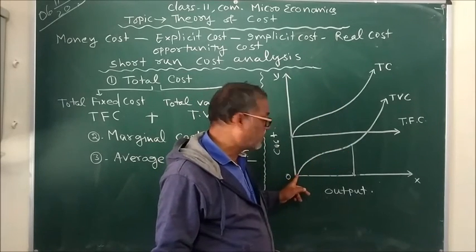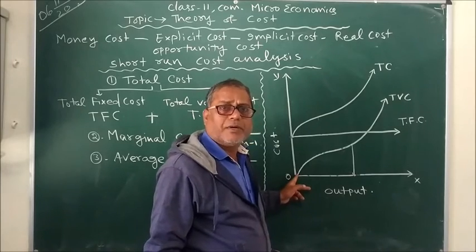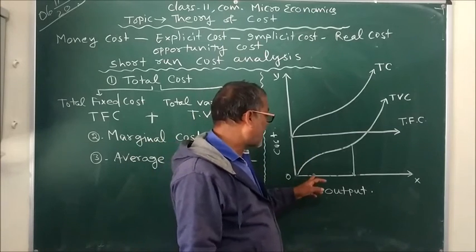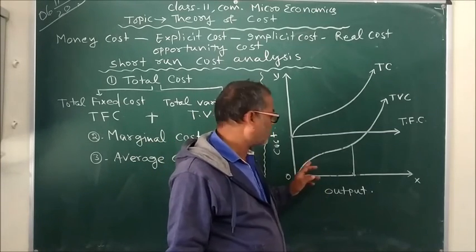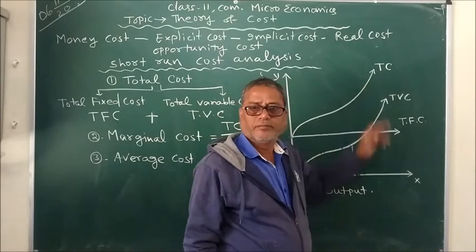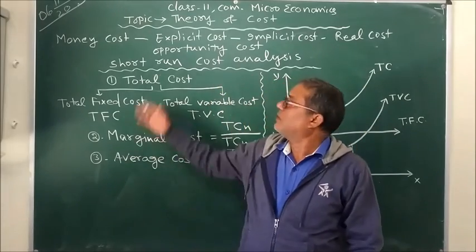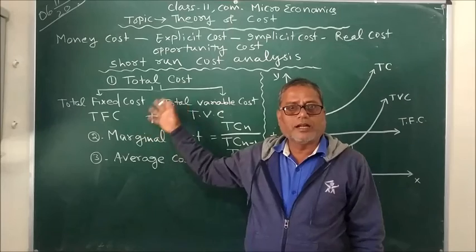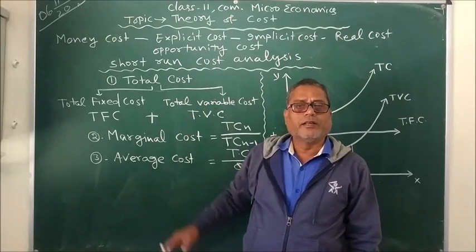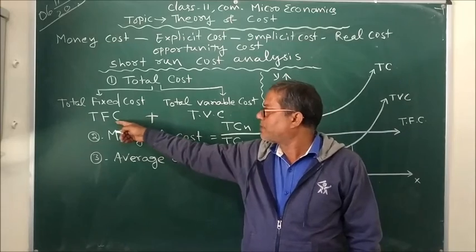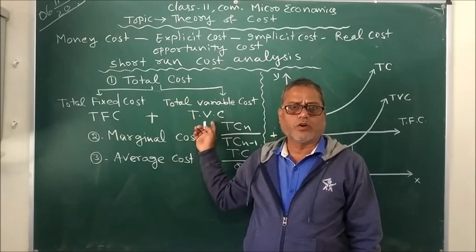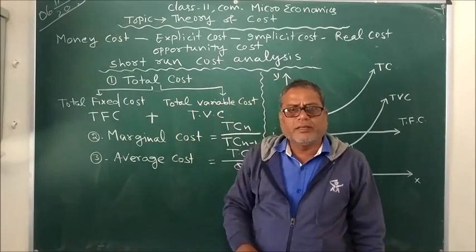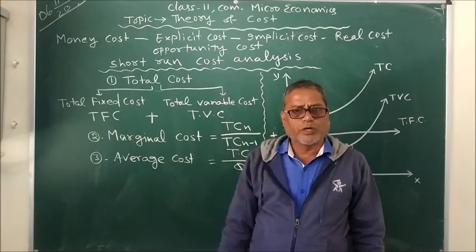And total variable cost starts from the point of origin, that is 0, because when nothing is produced, total variable cost is 0. And as we start producing, the total variable cost goes on increasing. So this is all about the concept of cost, types of cost, and total cost. And this is short run cost analysis, where there exist two different concepts like total fixed cost and total variable cost. From TFC we will get AFC, from TVC we will get AVC. All those things we will be discussing tomorrow.